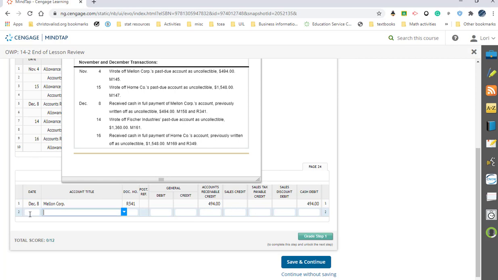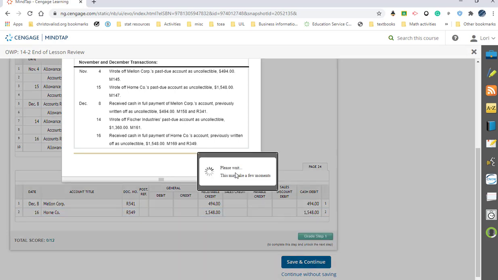And then the other one was on the 16th. We received money from Hornco. And this is receipt 349. And they paid us $15.48.